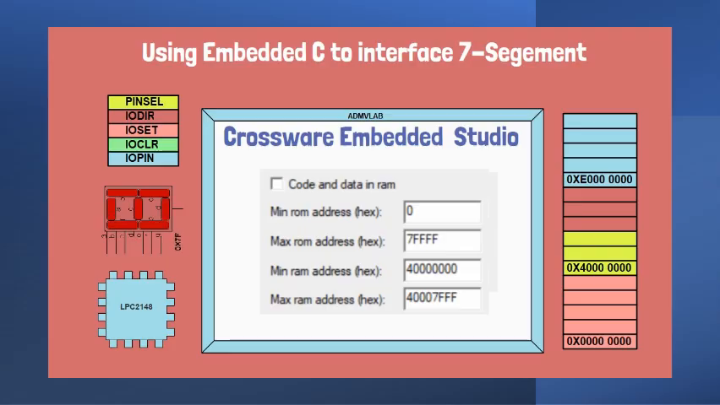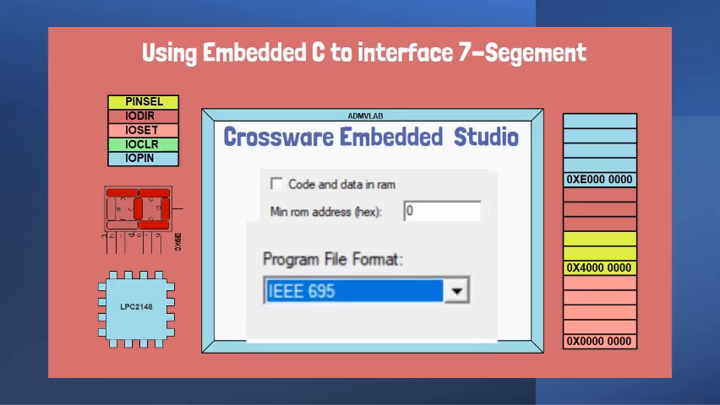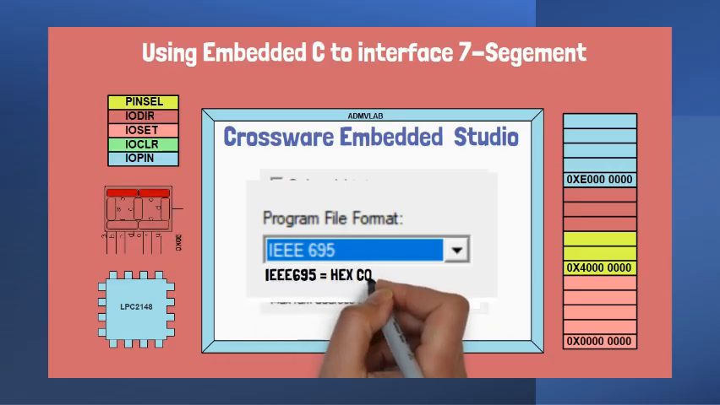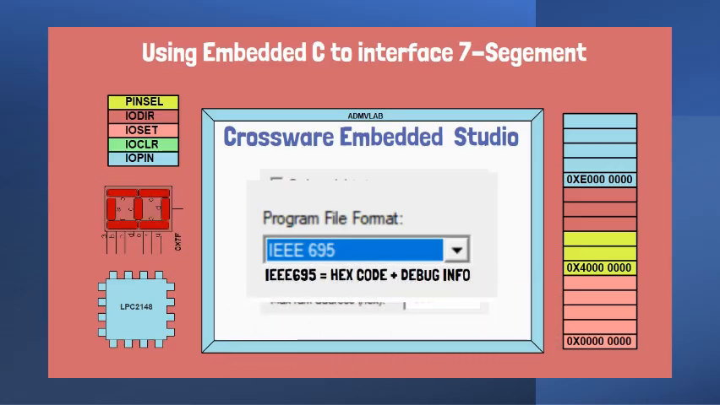After reset, the ARM7 starts from location 0. The size of the ROM is 256 KB. The next dialog box selects the compiled output to be of 695 file format. This format includes the compiled hex code and debug information.